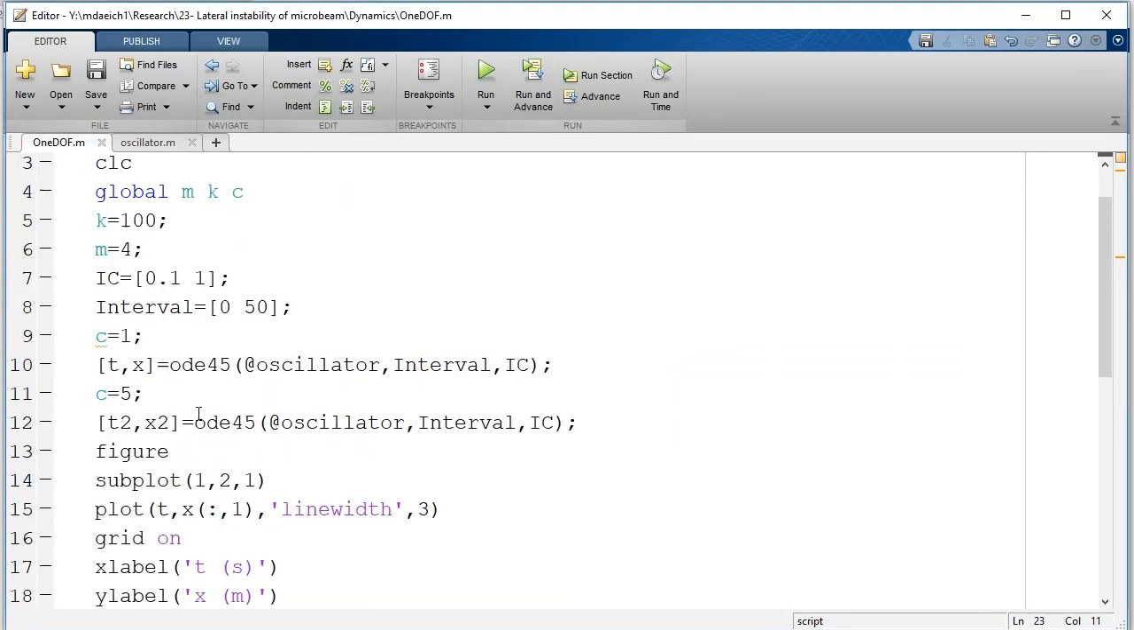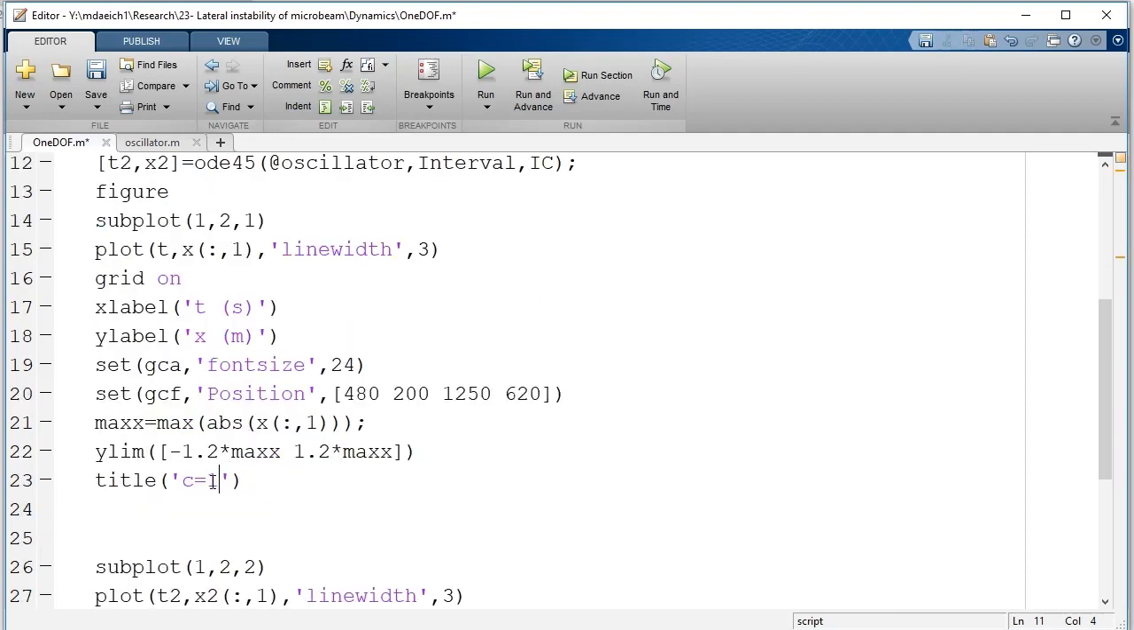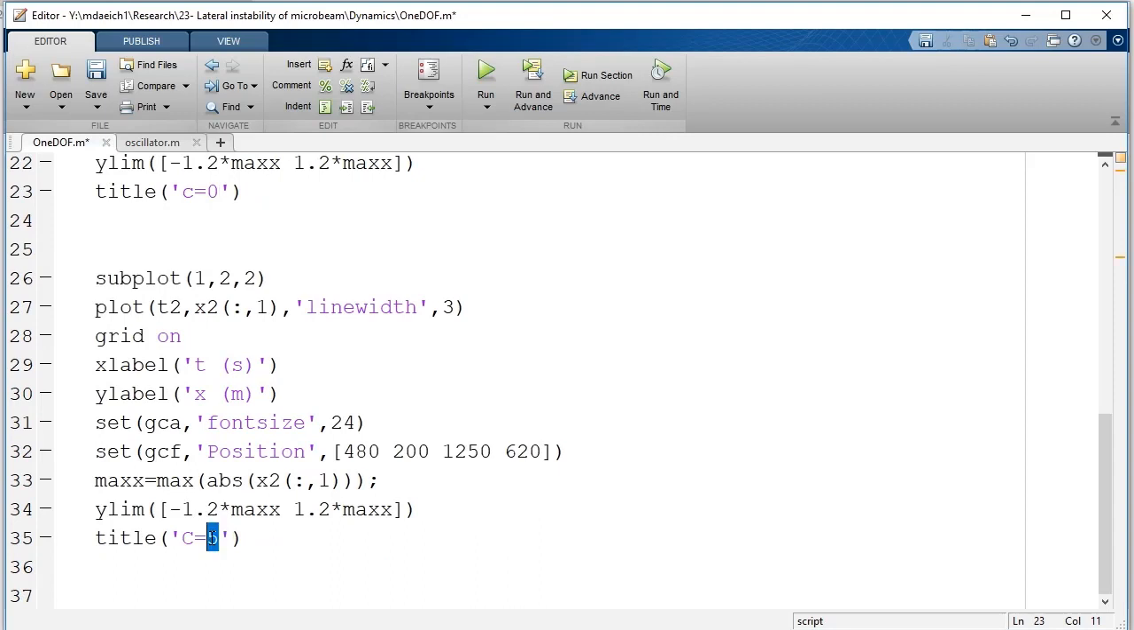So let's run that. Let's make this C1 equal to 0, for example, and C2 equal to 1 now. So this is 0 and this is 1.